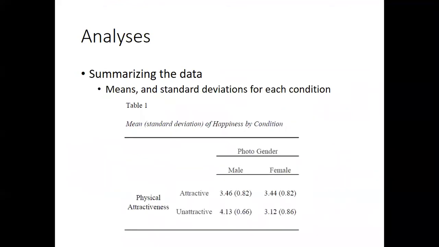The next step is going to be summarizing the data, and the best way to do this is put it in a table. I've actually created the table for you with the data that you just saw from SPSS. This is going to be the first table in your paper. We have our 2 independent variables: physical attractiveness, attractive and unattractive, and photo gender, male and female. This is the mean, and the number in parentheses is the standard deviation.